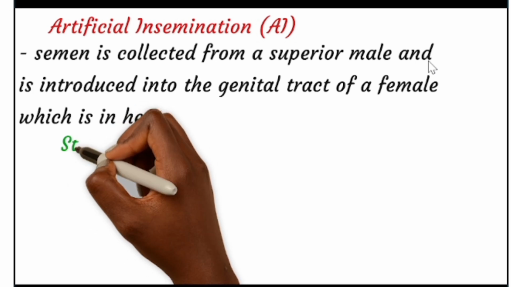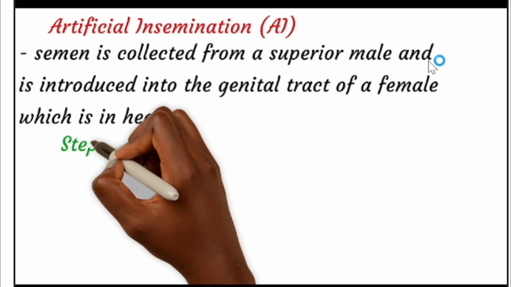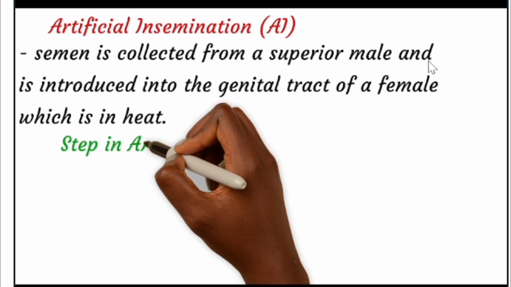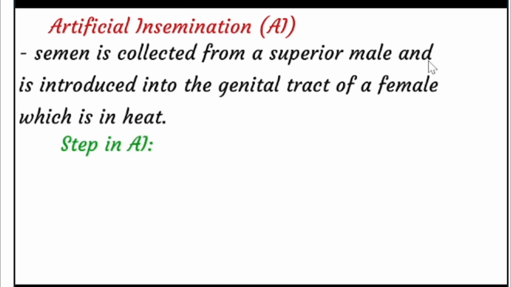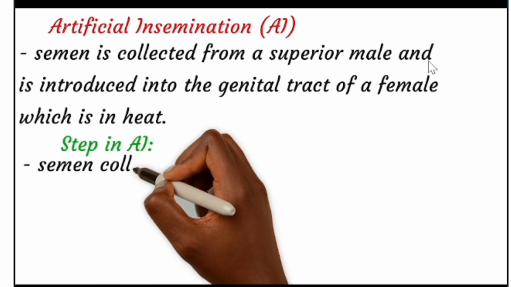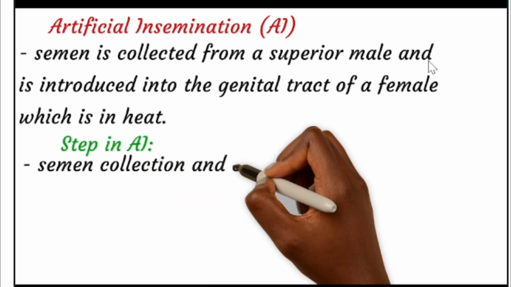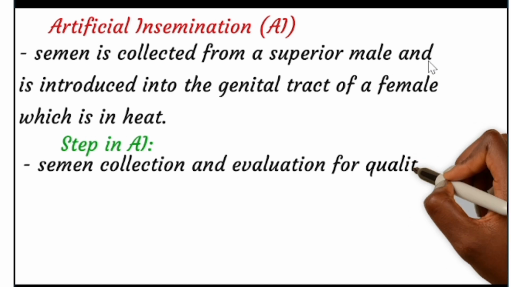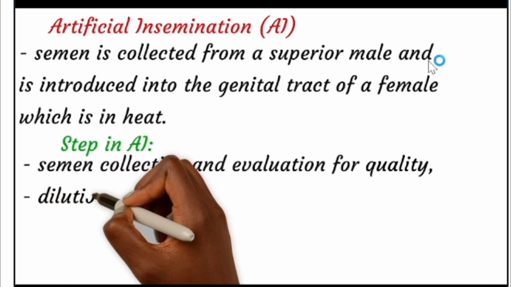So what are the steps involved in artificial insemination? What are the steps that we take? All right. So the very first step is to collect semen from a superior performing male from a population. After collecting semen, the next thing we do is to evaluate the semen for quality, and of course the semen must be of high quality.